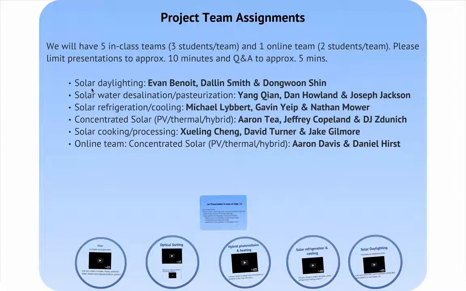Okay, so I tried to account for all your preferences, whoever emailed me, so you can see your team here. So make sure, at this moment, identify which team you're with and introduce yourself to your teammates. And of course, most likely these are people you've never met before. So do that now if they are here.